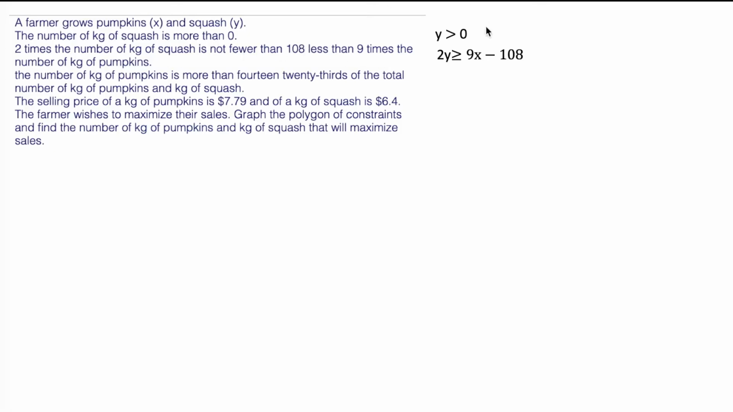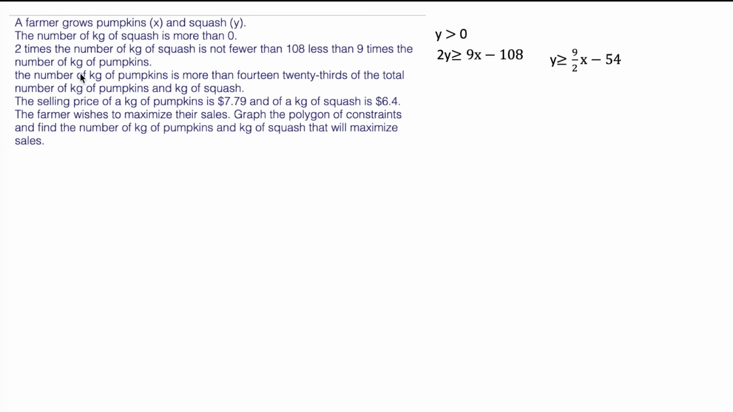2y is not fewer than, means greater than or equal to. Could it be equal to? Sure. Could it be greater than? Yes. 2y is greater than or equal to 9x minus 108. I want to get the y alone so we can graph this. So I'm going to divide both sides by 2. And so y is greater than or equal to 9 over 2 x minus 54. And this is our equation. We're going to keep that.